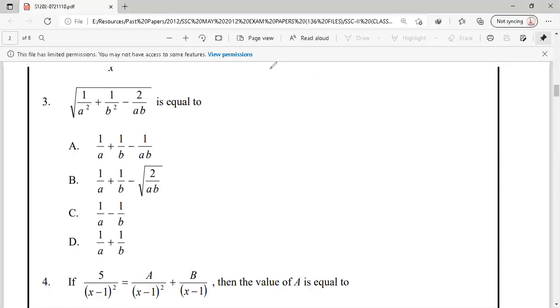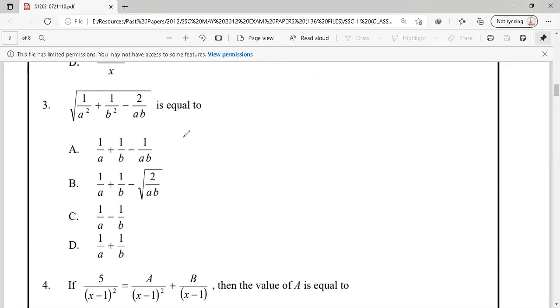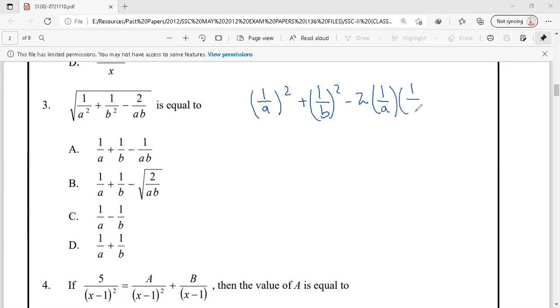Then we have question number 3. We have to simplify this expression. So let's solve this. Okay, so let's apply the completing square method or make it a perfect square. So it is 1 over a whole square plus 1 over b whole square minus 2 into 1 over a and 1 over b.